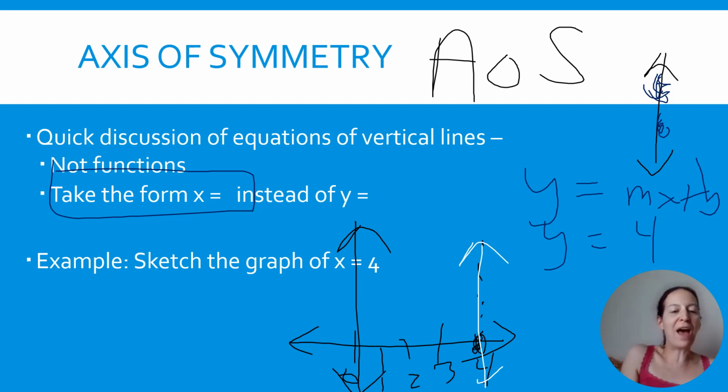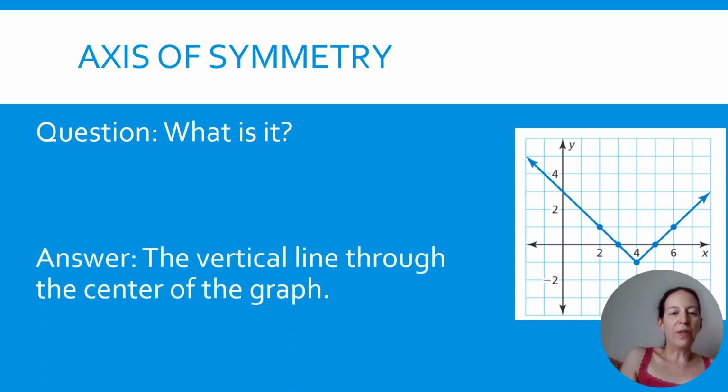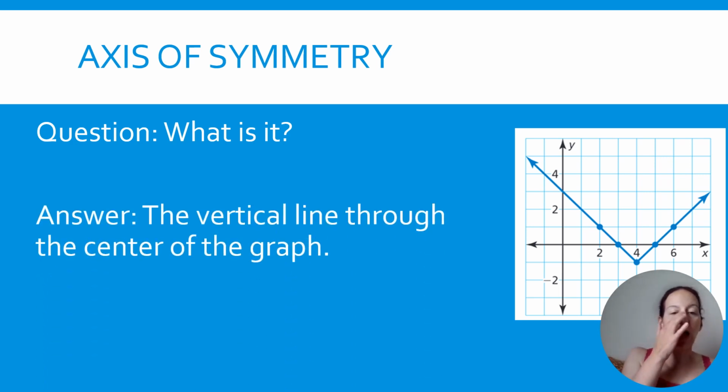Okay, so that brings us to how we would write the axis of symmetry. So this is the same absolute value function that's kind of covered by my head over there. And the question that we start off with is what is the axis of symmetry? Well, the axis of symmetry is the vertical line through the center of the graph. It is like the mirror line.